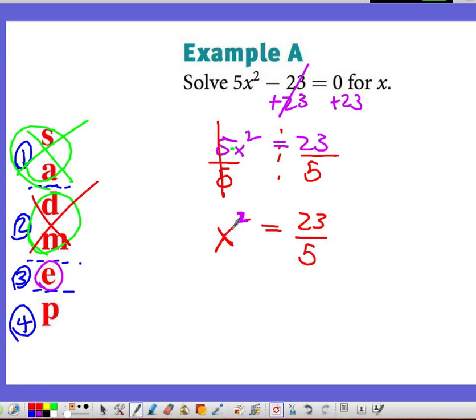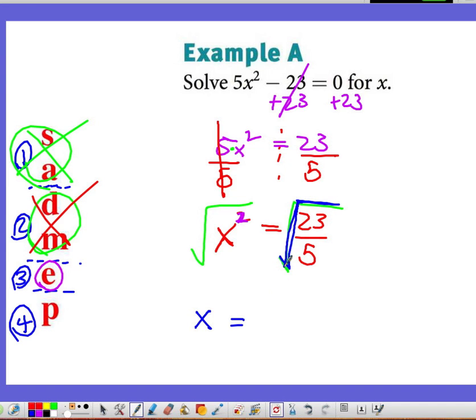So we're squaring x. What is the inverse, the opposite of squaring x? Well, that is going to be to take the square root. Whatever you do to one side, you must do to the other. And so what we have is the square root of x squared is x.